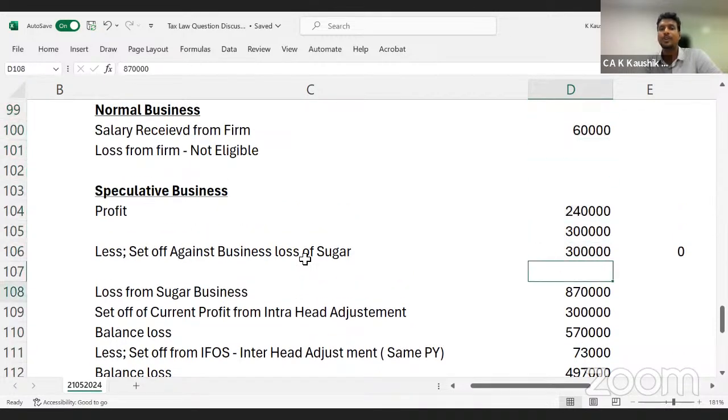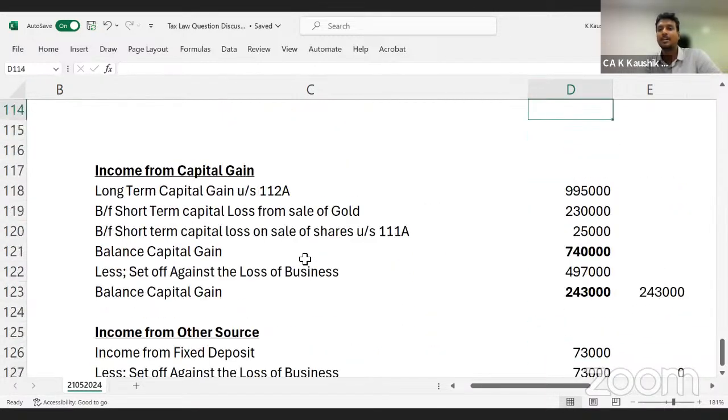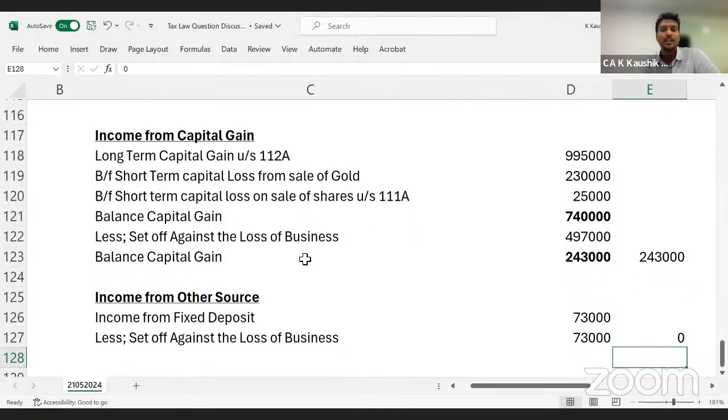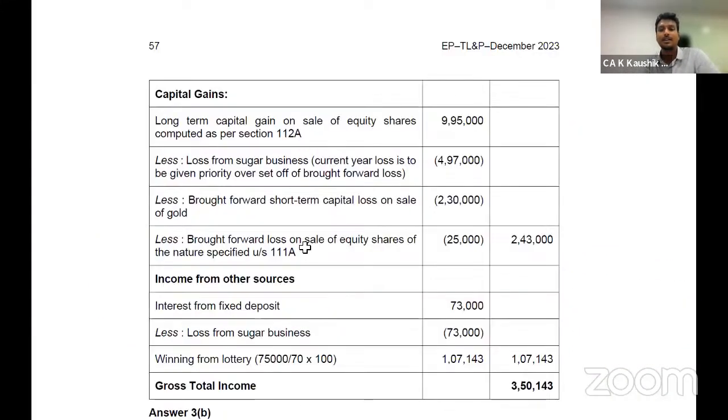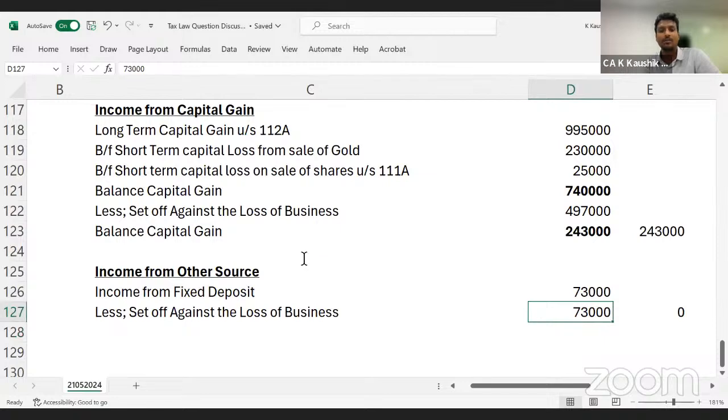Nothing is taxable. Now coming to the income from capital gain, we brought forward loss and adjusted current year business loss, and balance 2,43,000 is there, which needs to be taxable. Income from other source adjusted, nothing is there. So thereby, what else we have been left out?